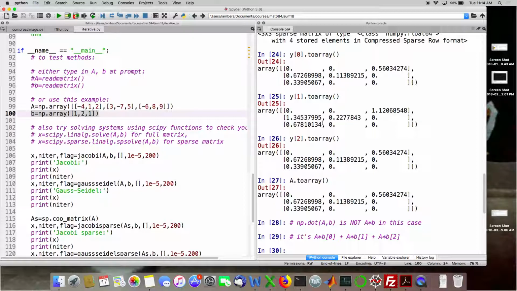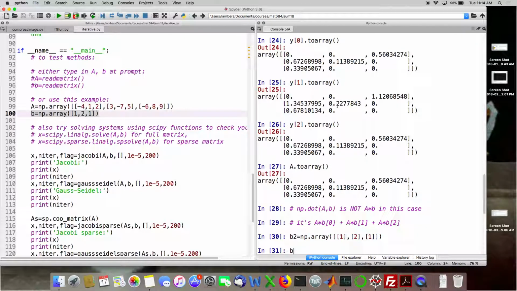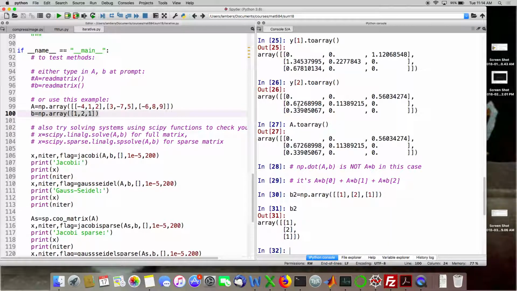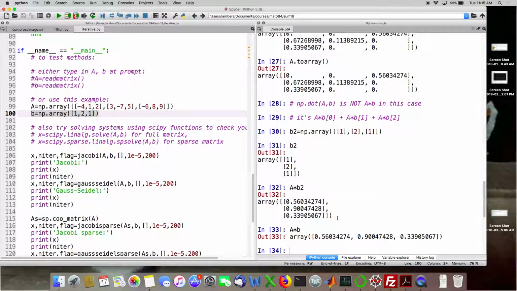Now, if I'm going to do a different B here, I'm going to make it a column vector. For a column vector, I need to make each element its own row. So this is literally a 3 by 1 matrix, a two-dimensional array. So let's try the same operations: A times B2, as opposed to A times B.